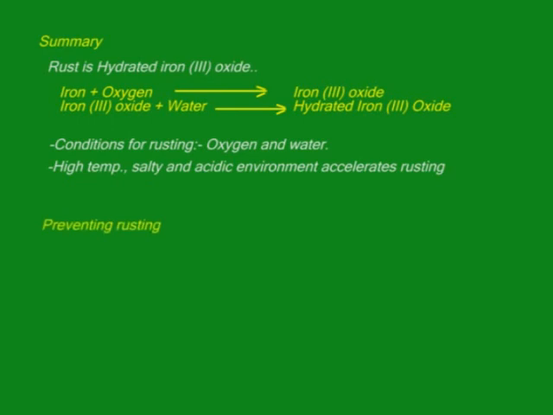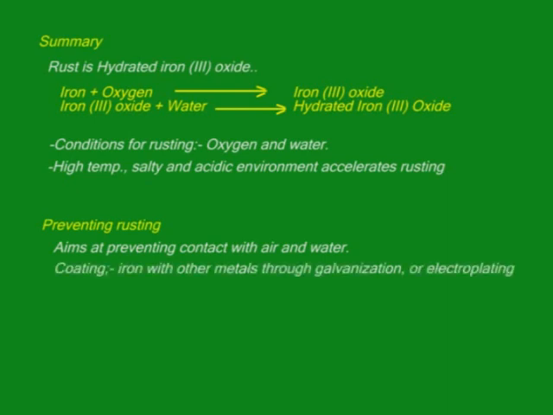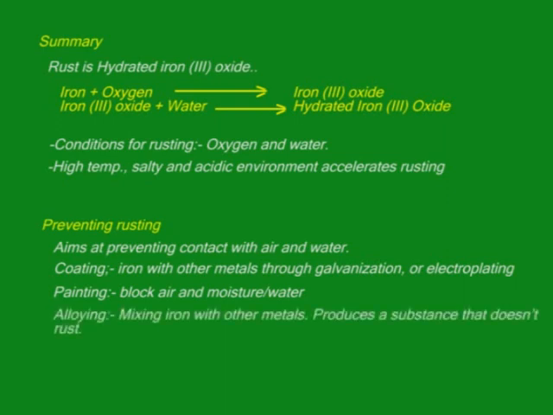So how can one prevent rusting? The idea in prevention of rusting is to block the contact between oxygen and the iron surface. The methods include the following. The first one is coating the iron with other metals through galvanization or electroplating. Alloying is also done, and alloying is mixing iron with other metals to produce a substance that doesn't rust. Oiling and greasing can also be done to block the entry of moisture and air.